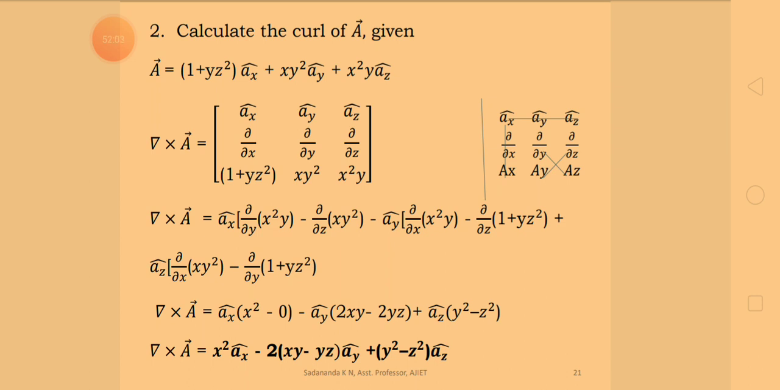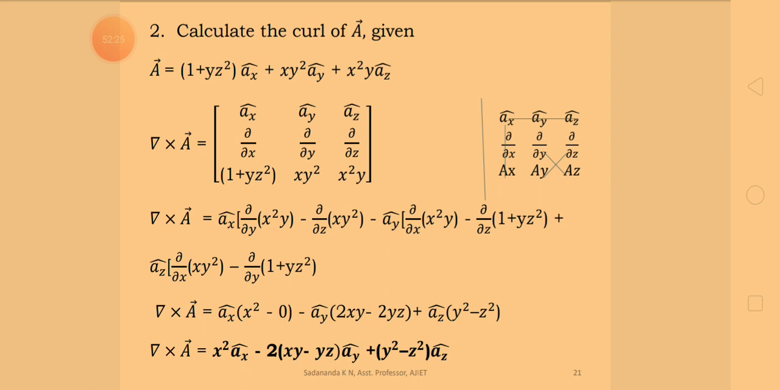okay, plus a_z cap open bracket ∂/∂x of xy², with respect to x it is, so y² is remaining, minus ∂/∂y of 1 plus yz². So with respect to y, first term is 0, it's a constant. The second term with respect to y means y term is there, therefore it is z². So y² minus z², it is written.